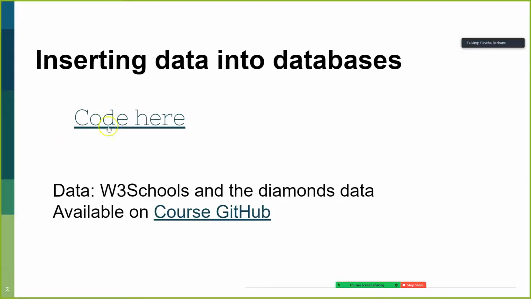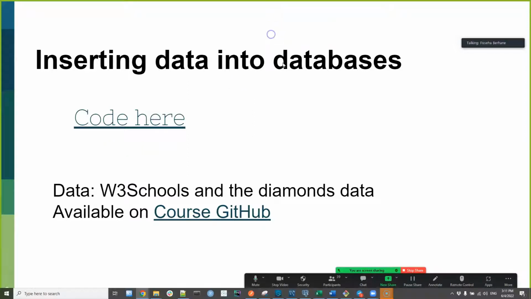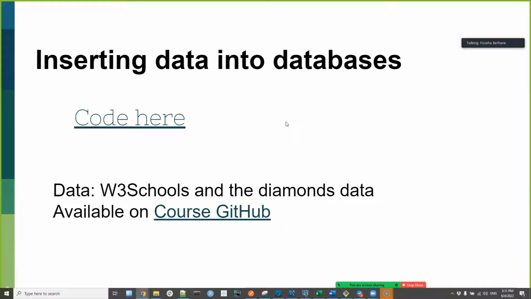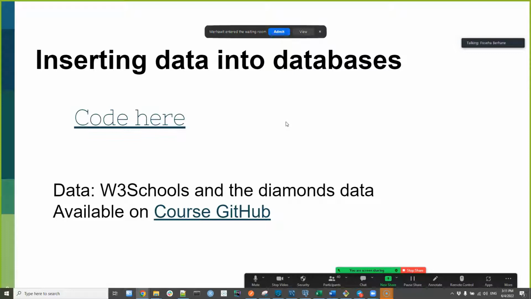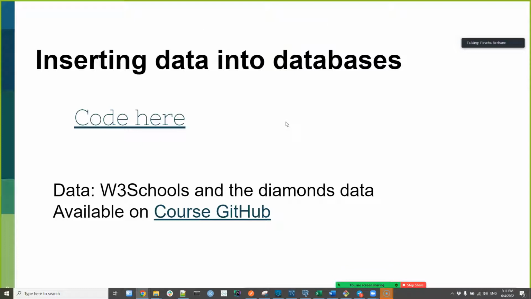And I have this code here that I am going to open, and the data that I am using is from the W3 Schools data. We have exported that and put it in the course GitHub repo. We have also the Diamonds data. The W3 Schools data, we have it in CSV format, and also as an SQL script that you can run and create the database and the tables if you have not done already. So let me open this and show you.